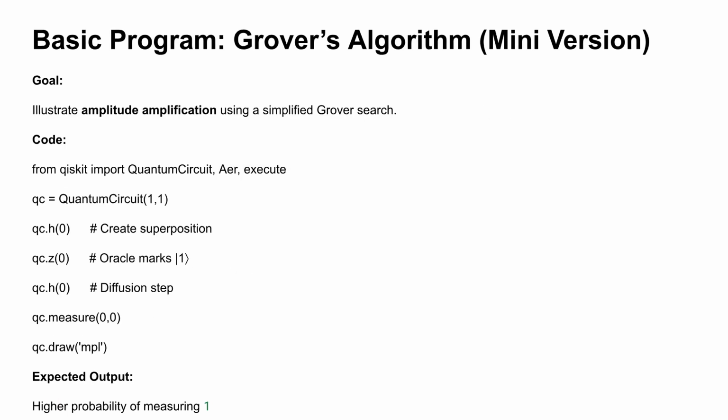Finally, this mini version of Grover's algorithm illustrates amplitude amplification. By marking the state 1 using the Z gate and applying a diffusion step, the probability of measuring 1 is amplified.